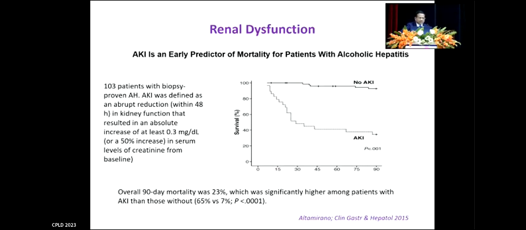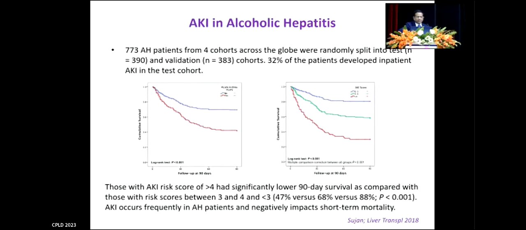AKI or renal dysfunction, again, is an important determinant of prognosis. This is a study of about 100 patients, which showed that the 90-day mortality was significantly higher in patients with AKI than those without AKI, 65% versus 7%.